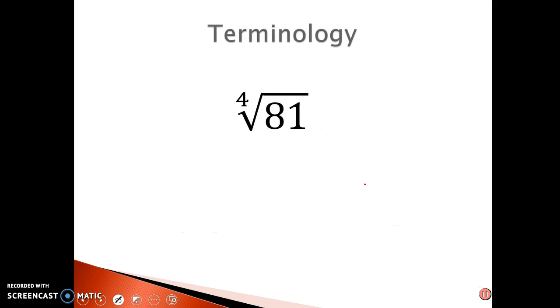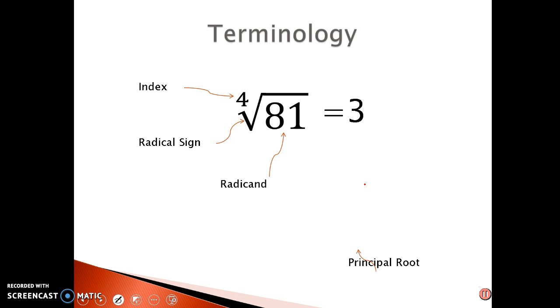So with a simple radical expression that looks like this, we have several parts that we need to know the names of. The little number above the radical sign is called the index. And then of course we have the radical sign. The number that's inside the radical sign is called the radicand. And then when it's equal to a certain number, that is, at least in this case, called the principal root.